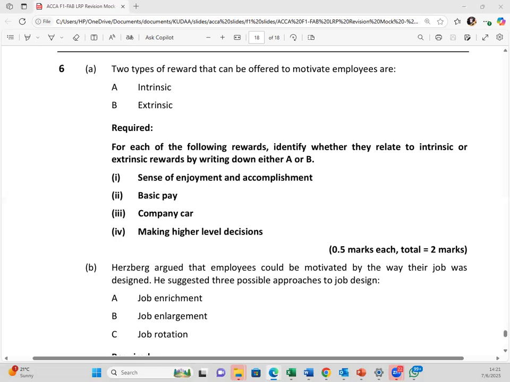So for each of the following rewards, identify whether they relate to intrinsic rewards or extrinsic. So a sense of enjoyment and accomplishment, can we say that is extrinsic or intrinsic? Yes, A, that's intrinsic. What about being given pay? Basic pay, is it intrinsic or extrinsic? Extrinsic. Company car? Extrinsic. Being given room to make higher decisions? That's intrinsic.